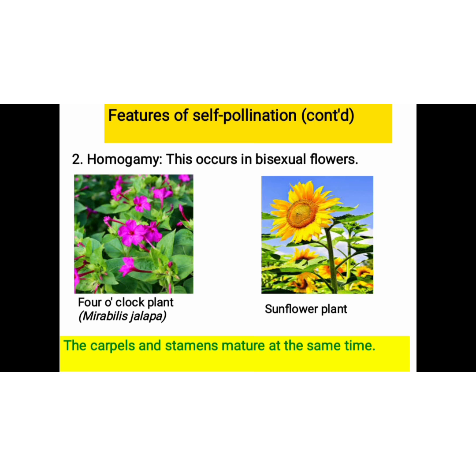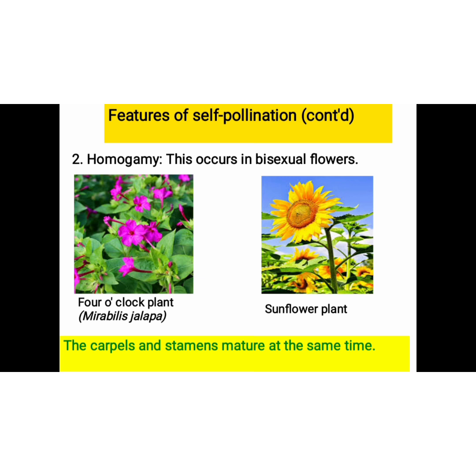Feature number 2 is homogamy. Homogamy is a concept in which the reproductive organs, that is the male and the female reproductive organs, mature at the same time, and this occurs in bisexual flowers. So in homogamy, we have the carpel, which is the female reproductive organ, and the stamen, which is the male reproductive organ, maturing at the same time.